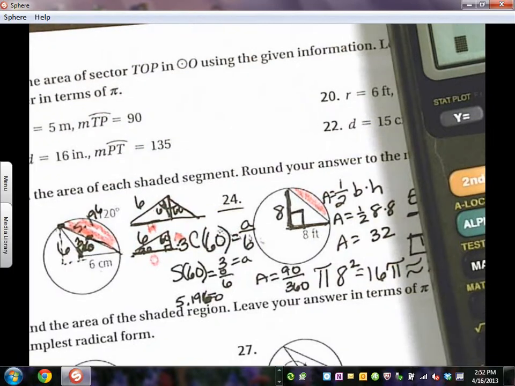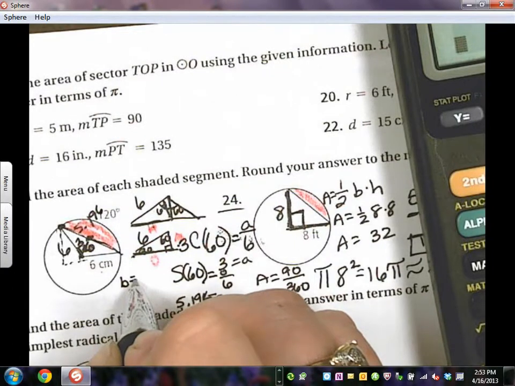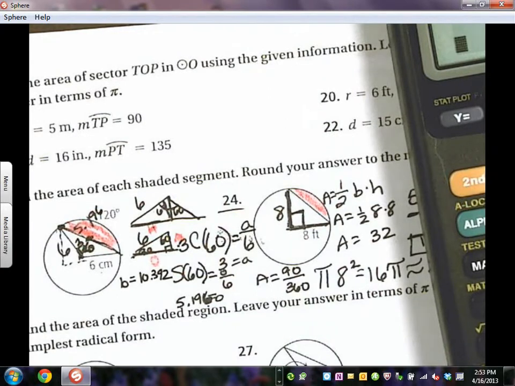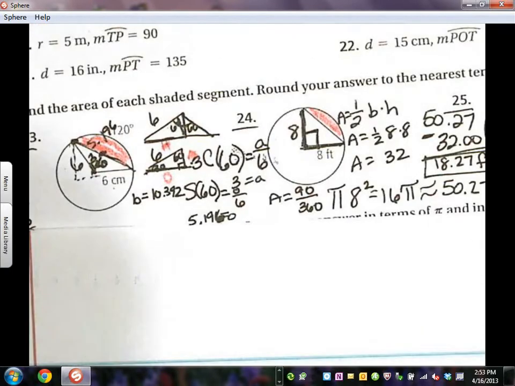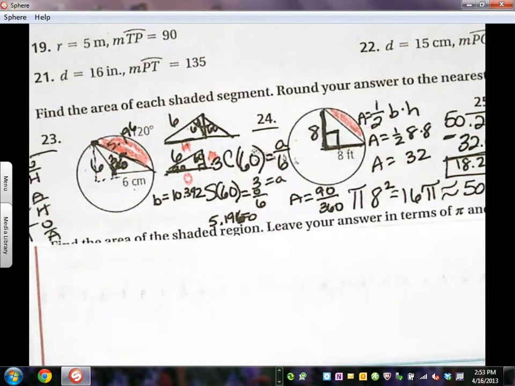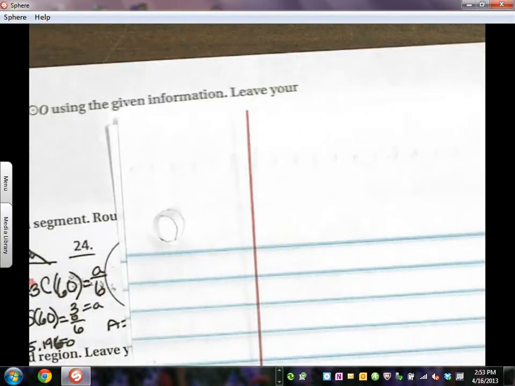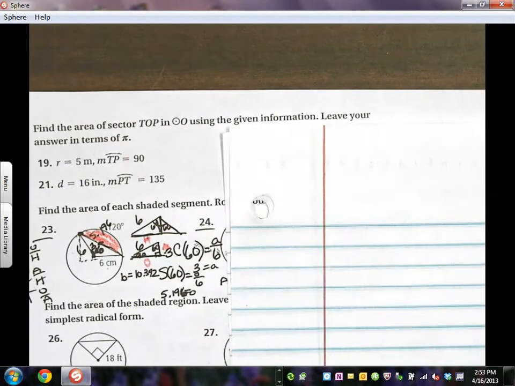This is a very long problem, so hang with me. I know the base is going to equal 10.392. Kind of want a piece of paper to finish it. So don't be afraid. Get out paper if it's seeming like the problem's getting really, really long. Now I can find the area of that triangle, that shape. Maybe I'll put it right here beside it, and zoom out a little bit. Yeah. And we're on this problem right here.